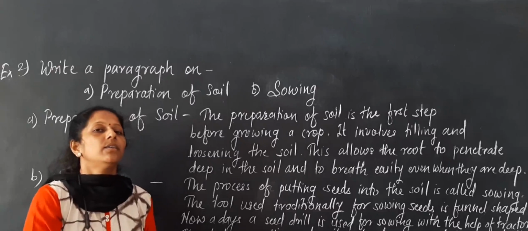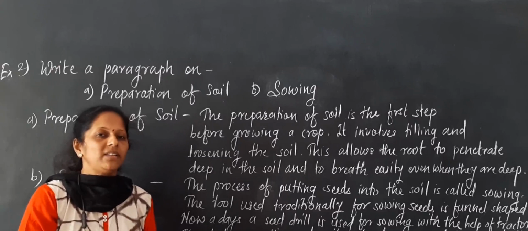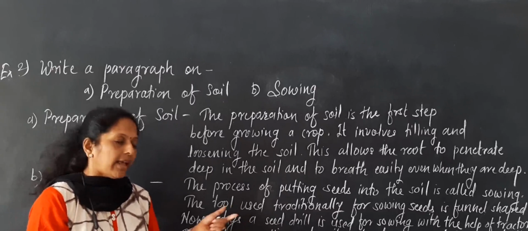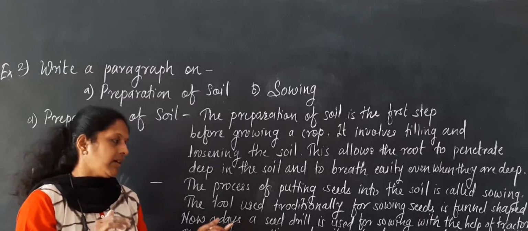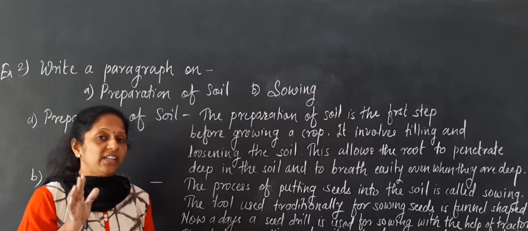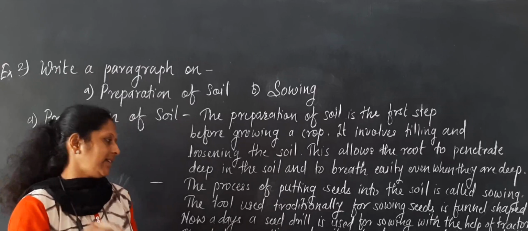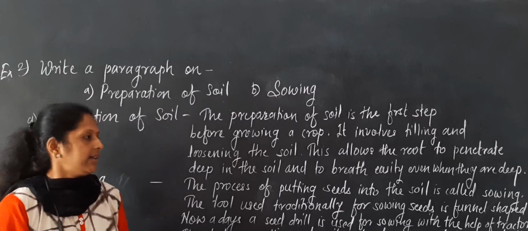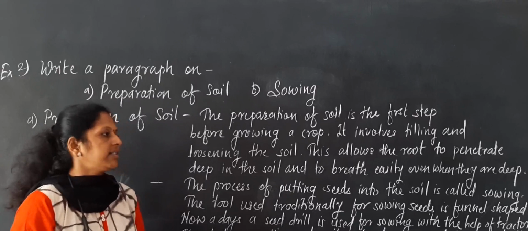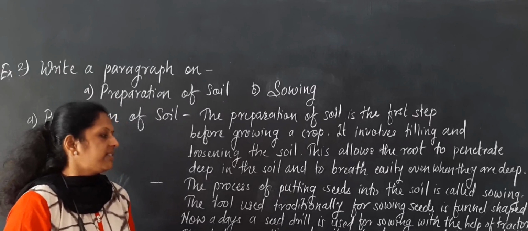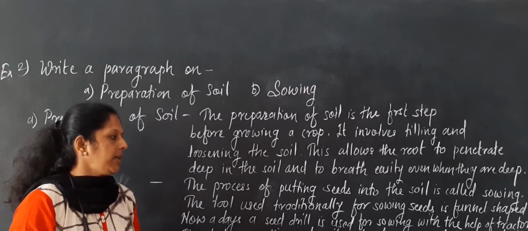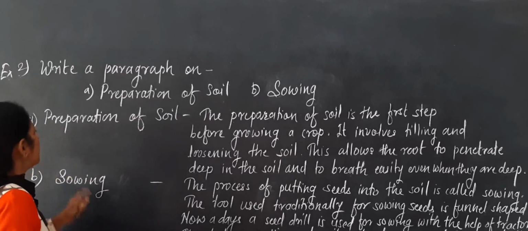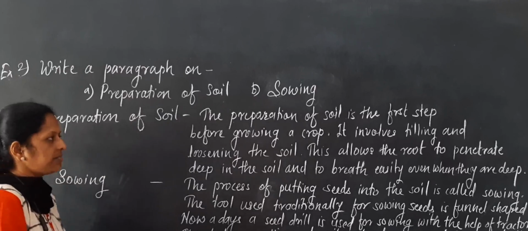Between two seeds there is a proper distance, whether 10 cm, 20 cm or 40 cm, like that a distance is kept. For each plant there is a proper distance and depth, and uniform sowing of the seeds takes place. So this tool is helpful for the seeds, uniformly at a proper distance and depth. So this is the preparation of the soil and the sowing of the seeds.